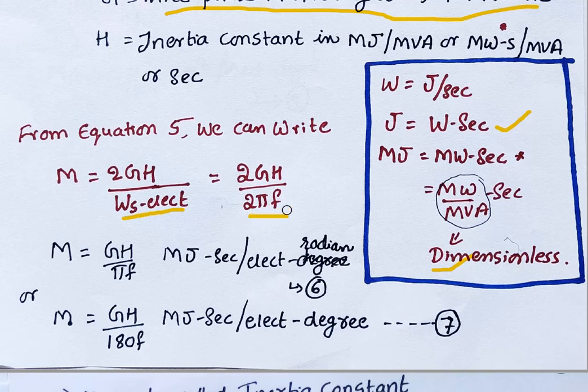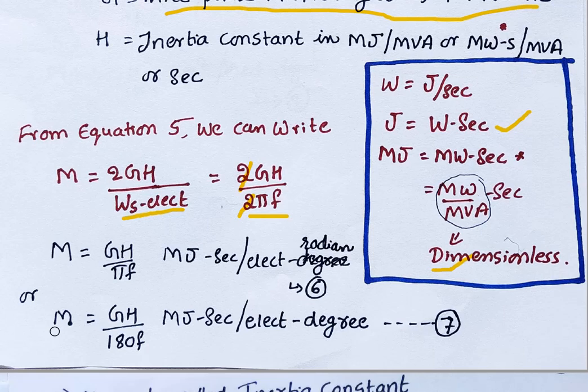I require it in electrical form. So this 2 and this 2 get cancelled. Now what will we get? M equals GH by pi F. This is megajoules second per electrical radian. So here we have derived that.